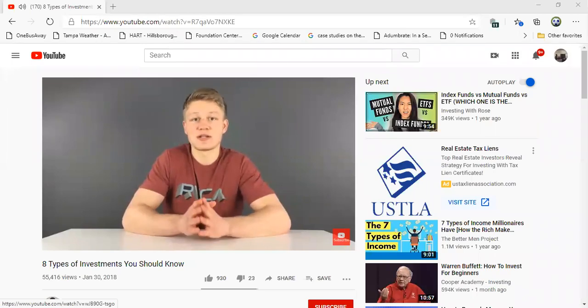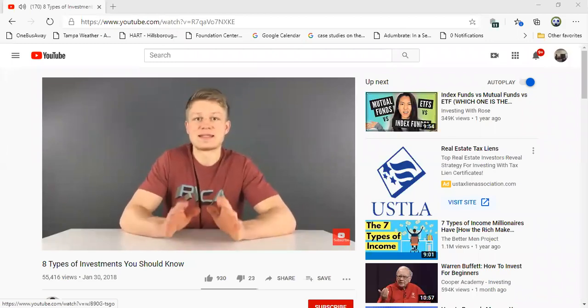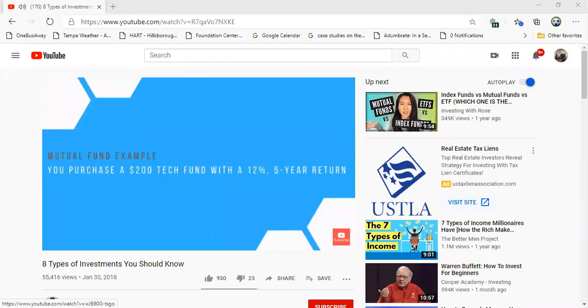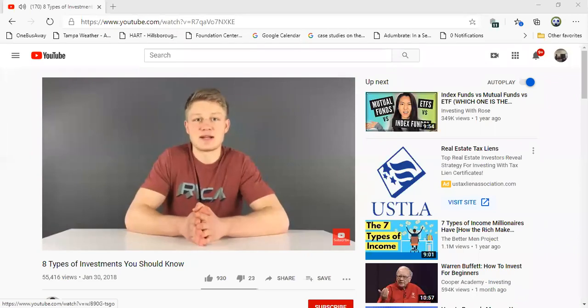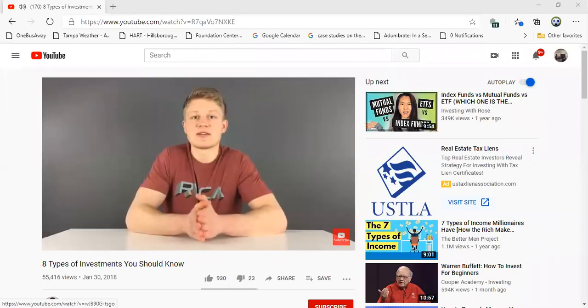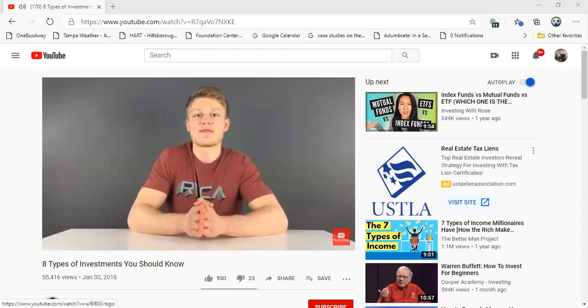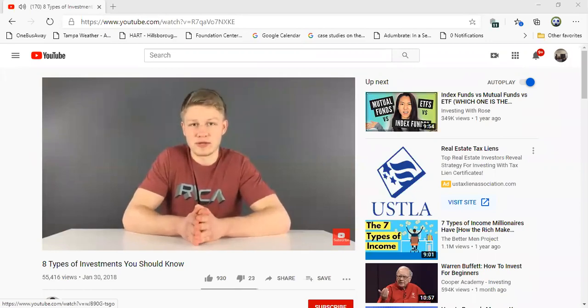Let's take a look at a quick example. Say you have $261 to invest, but that isn't enough money to create your own diversified portfolio. Instead of buying individual stocks, you decide to purchase a $200 technology fund with a 12% 5-year return. This fund consists of many different tech companies, but the largest holdings are Apple, Google, Amazon, Microsoft, Facebook, and a few others. This fund is much safer because it's already diversified, which means that your eggs aren't all in one basket. If one holding tanks, you have the other investments to hold up your portfolio.